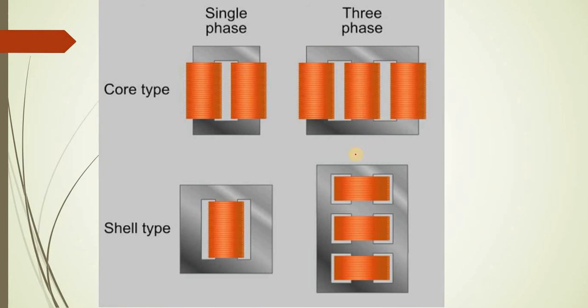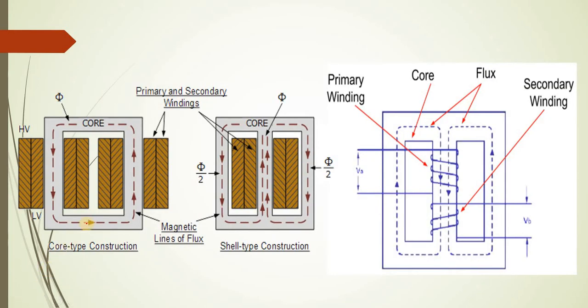In the case of the shell type transformer, the winding is placed on the central limb. In the case of a three phase core type transformer, the winding is placed on all the limbs, and there will be a primary winding and a secondary winding. In the shell type transformer, three different windings are there, primary and secondary on each limb. That type of construction is used.